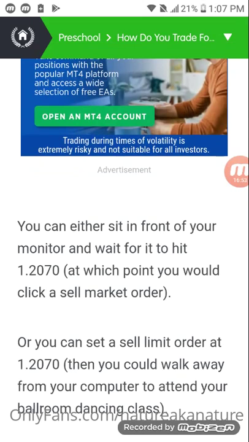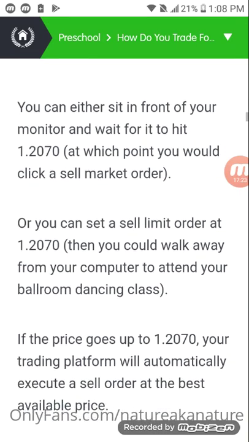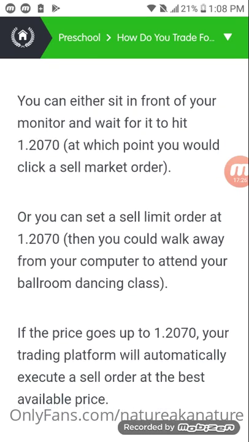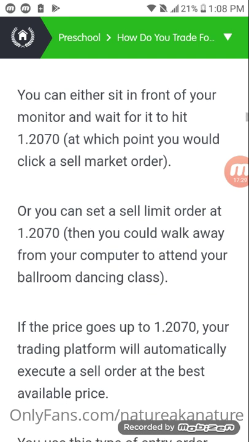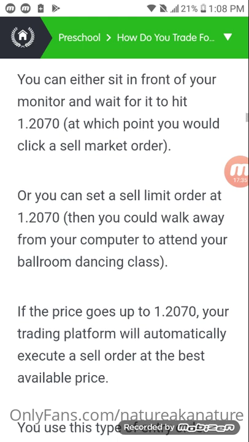Okay, you can either sit in front of your monitor and wait for it to hit 1.2070, at which point you can just go into the market and click sell market order. Or you can set a sell limit order at 1.2070. Then you could walk away from your computer and do whatever you were doing, and when price does go up and hit 1.2070, your trading platform will automatically execute a sell order at that available price.